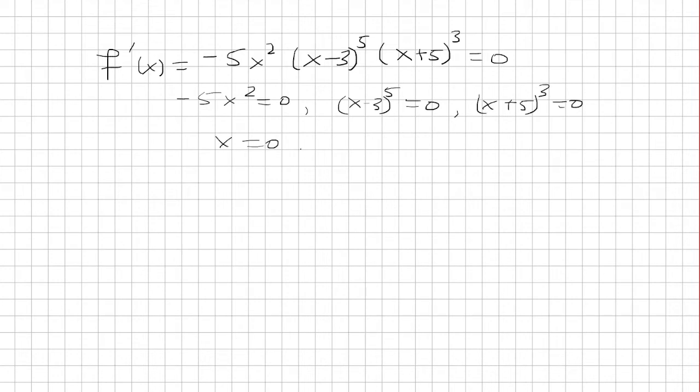Here we get x is 0, 3, and negative 5. So these are going to be our critical numbers of f. Now we want to determine if f of x has a relative maximum, minimum, or neither at each of these critical numbers. So let's draw the number line.